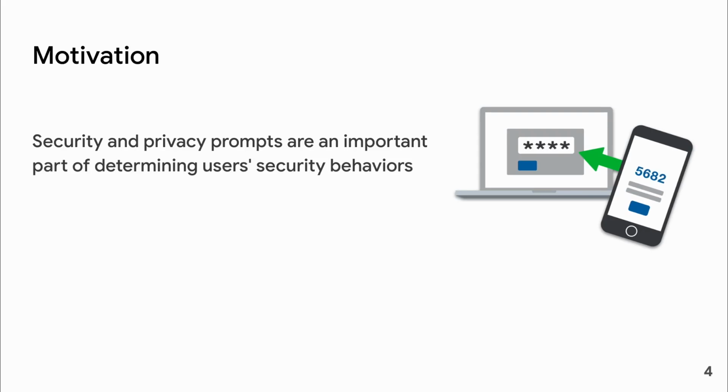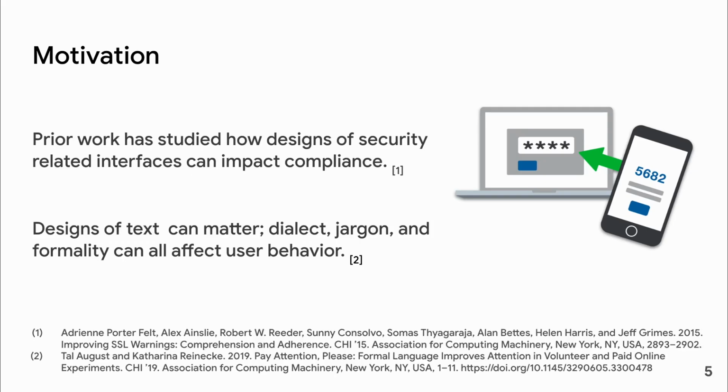Let's discuss why we bring this up. Security and privacy prompts, such as suggesting password use, are important parts of encouraging good user security behavior. In these prompts, platforms must encourage a broad audience that the relevant security action is important, while still making it clear to understand and act on. Prior work has shown that security and privacy interface design can impact compliance. Additionally, aspects of language such as formality and dialect have been shown to affect a user's likelihood to understand and follow requests.